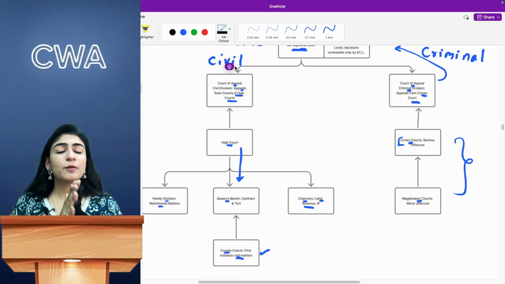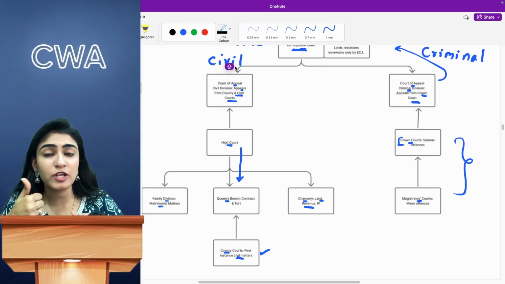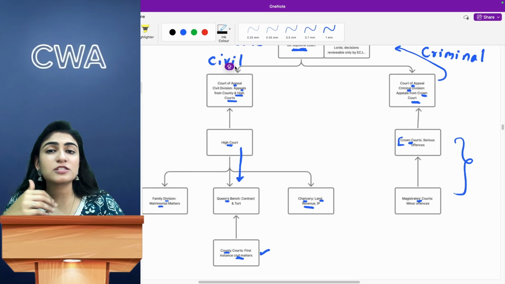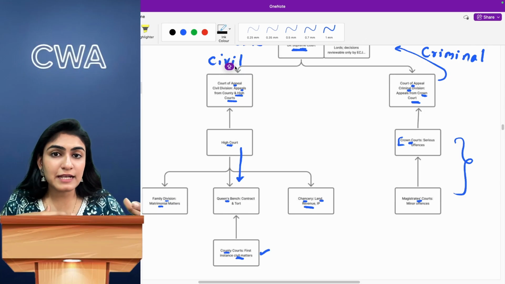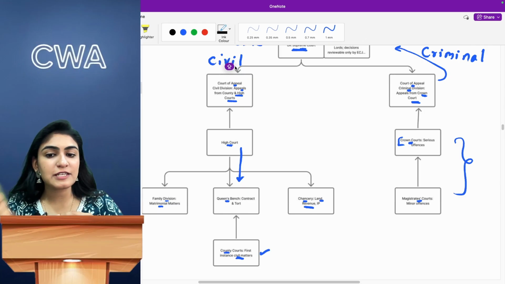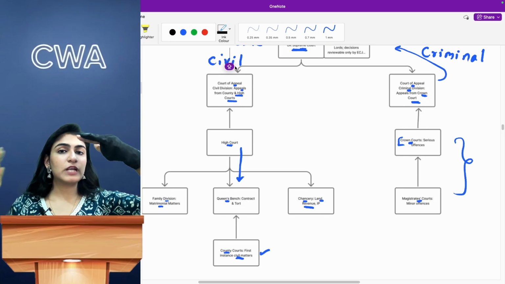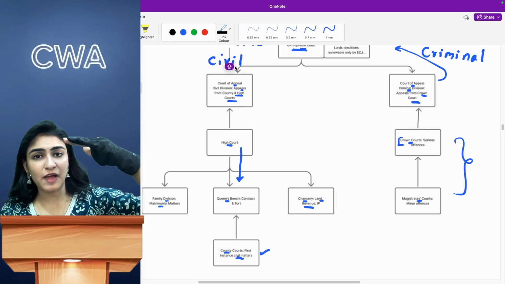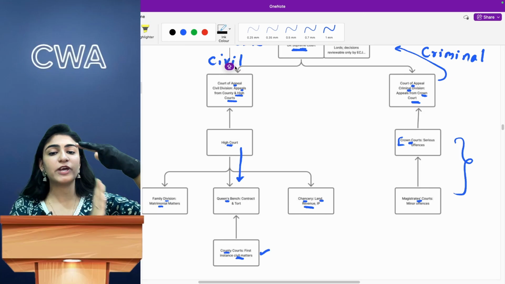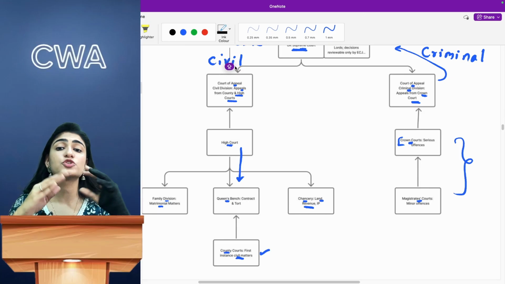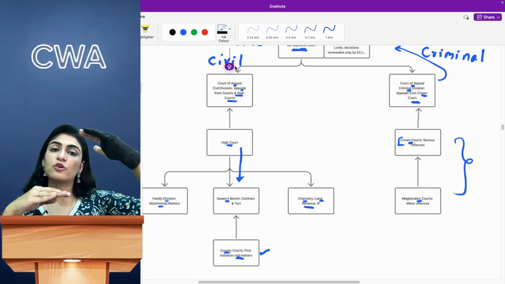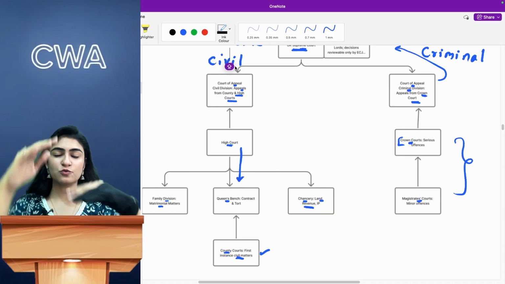If we talk about the hierarchy in case of civil law, or any civil case scenarios, when we are talking about the civil division, it is county courts, then High Court. High Court has three branches. The first one is the Family Division, the second one is Queen's Bench, the third one is Chancery Division. Above the High Court, there is the Court of Appeal, and then the UK Supreme Court.